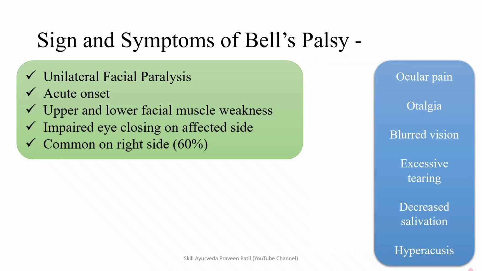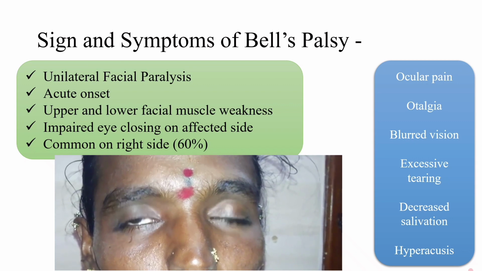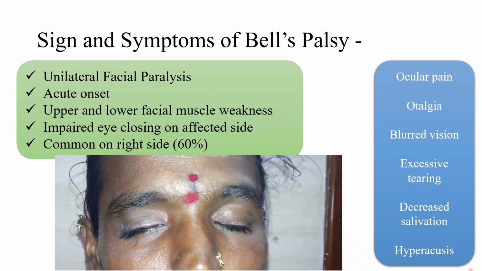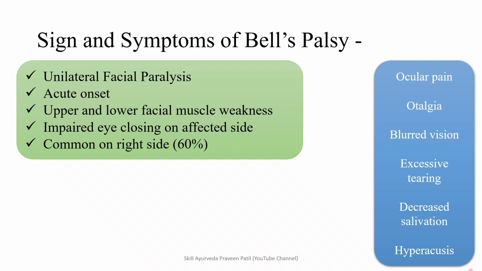Some other symptoms are ocular pain, otalgia, pain in the ear region, blurred vision, and excessive tearing. This is because the patient is not able to close the eye completely, and because of continuous exposure to the wind, the eye gets dried. To overcome that problem, there will be excessive tearing, decreased salivation, and hyperacusis.